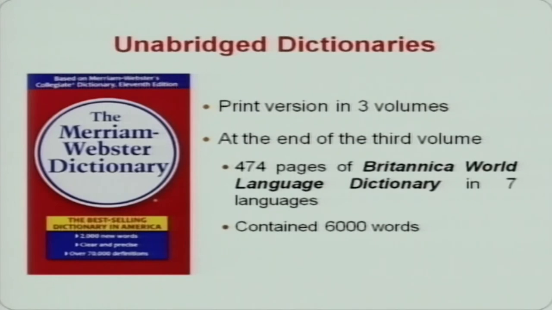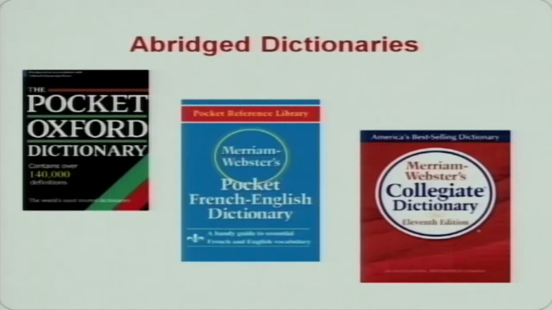So, this is an example of the Merriam-Webster dictionary. It also contains the Britannica World Language Dictionary in 7 languages along with it, which contains 6,000 words. When we come to abridged dictionaries, you see that Pocket Oxford dictionaries are available, Pocket French English dictionaries are available, Merriam-Webster Collegiate dictionaries are available. These are all abridged versions of the main dictionary type.